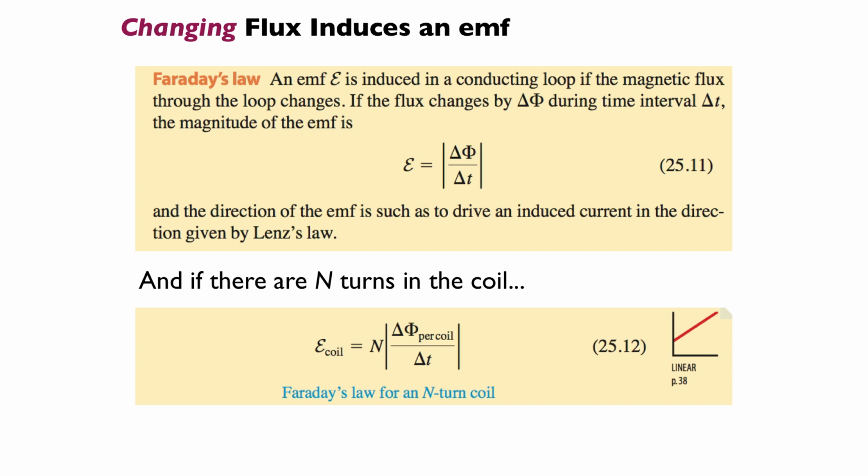When I have a changing magnetic field, current flows because there's an EMF in the loop. And the magnitude of the EMF is just equal to the rate of change of the flux, the amount of change of flux divided by the time interval over which it changes. And if I consider a coil where I have n turns of wire, the EMF is just equal to n times the change in flux per coil, divided by the time over which that change occurs.